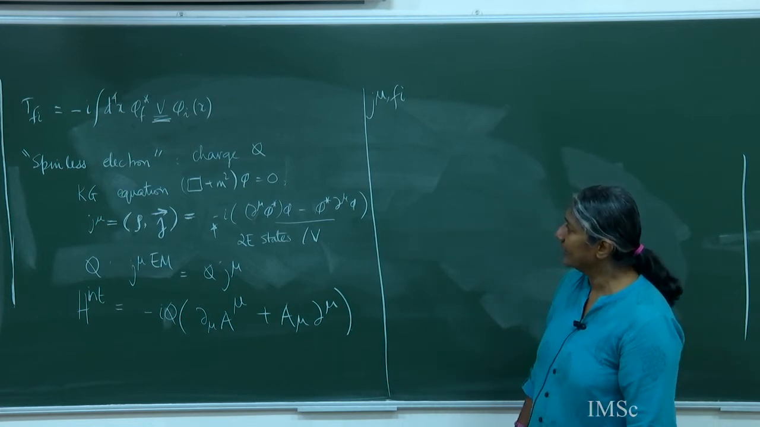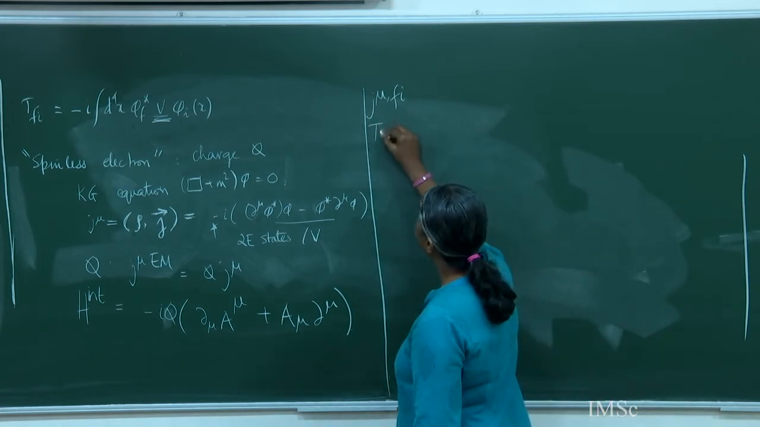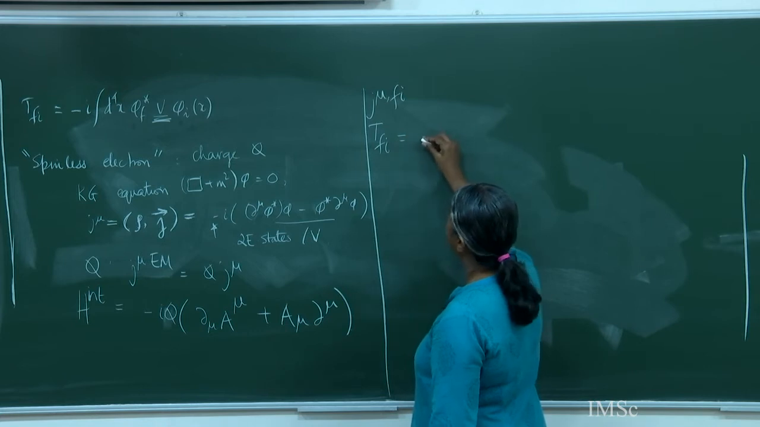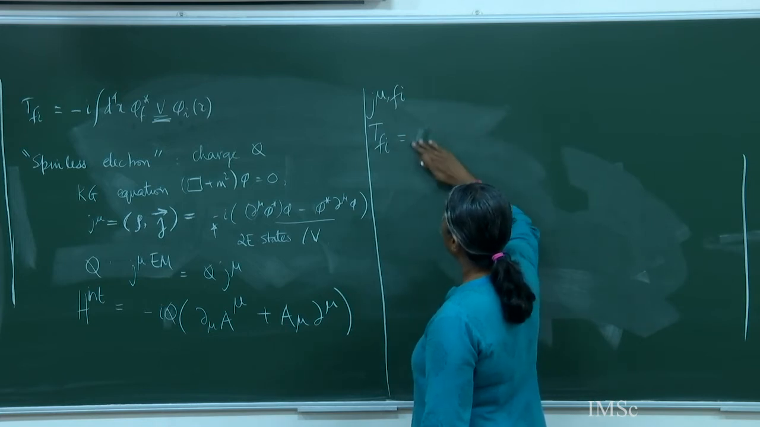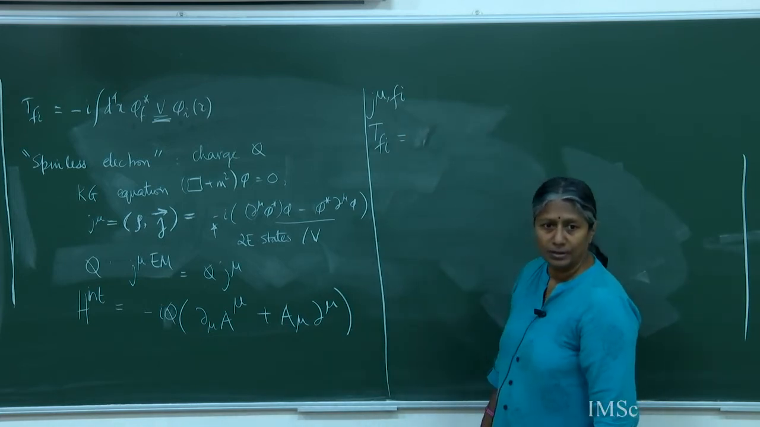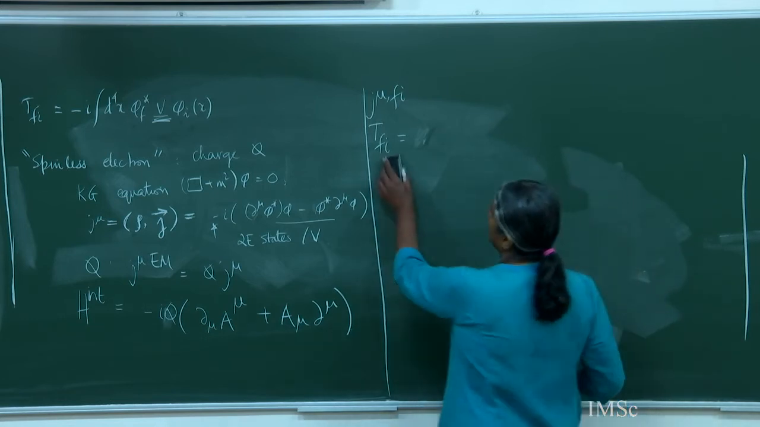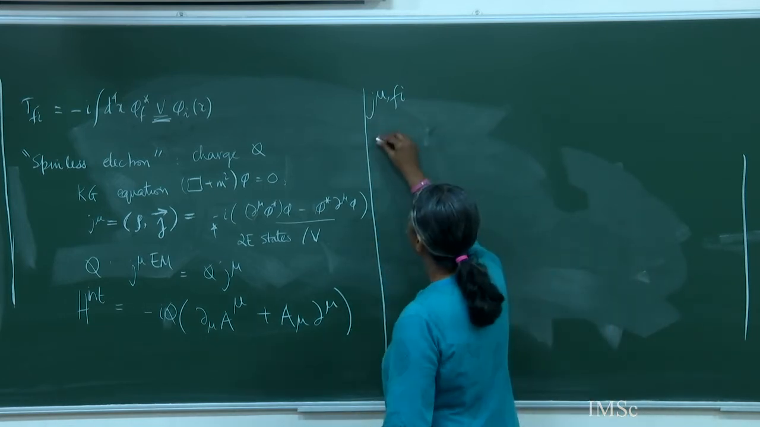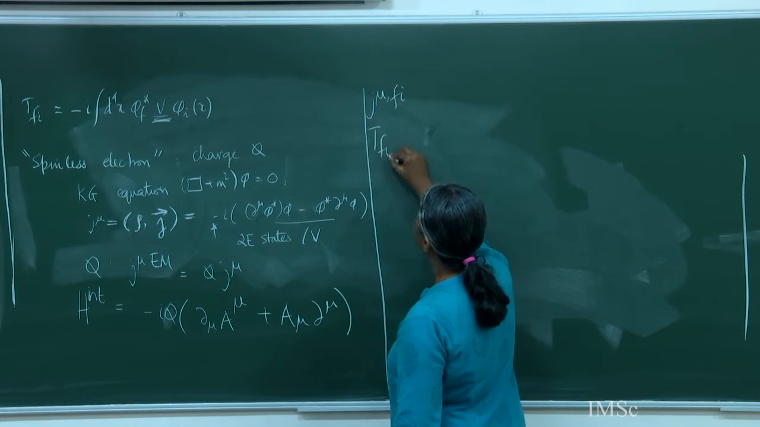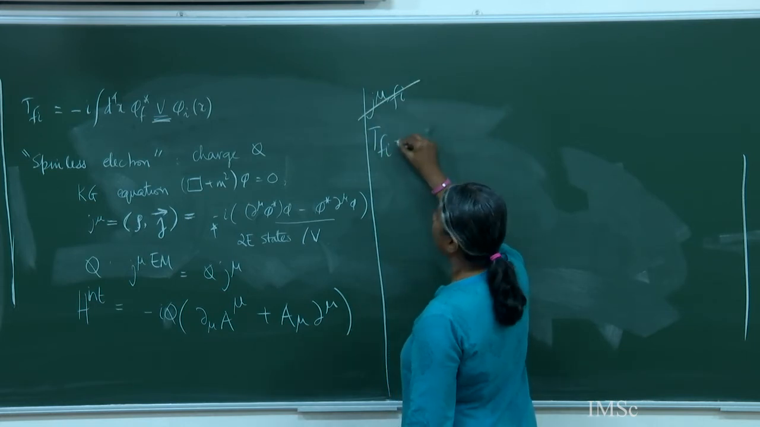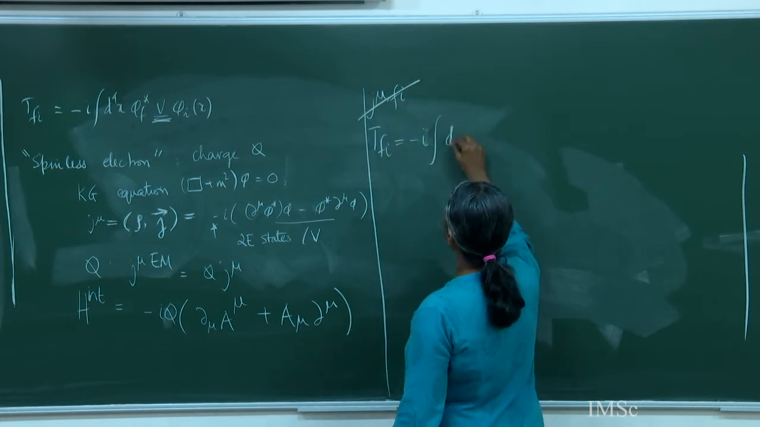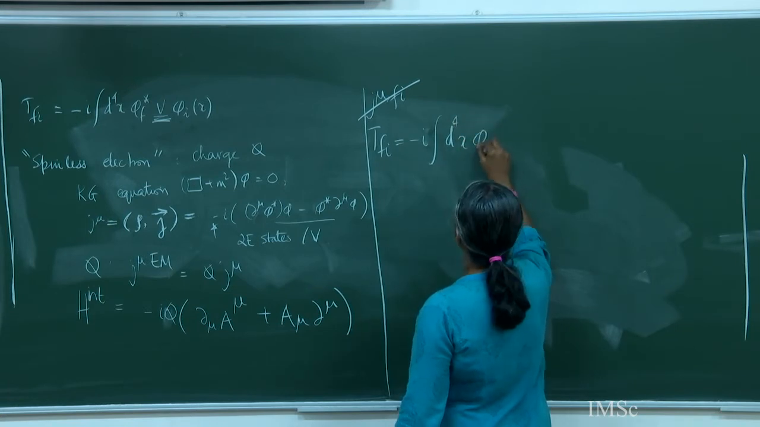So everyone remembers that. So we got TFI as e or minus e. You are integrating by parts with respect to what? Here, let me write the terms instead of saying so many words. Let's start by writing TFI. So we have not yet reached here. TFI is minus i, integral d4x phi f star.